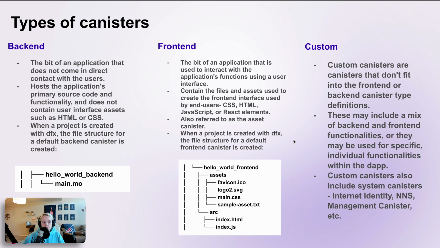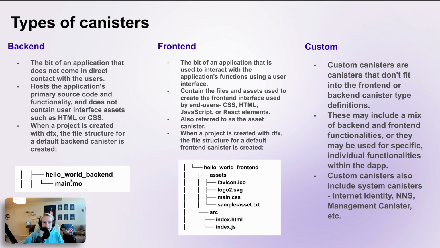So now we're going to move on to the different types of canisters. We briefly mentioned these in episode 2 with the internet computer terminology as well, but we're just going to dive a little bit deeper into the definitions of these types of canisters. So backend canisters are the part of the application that does not come in direct contact with the users. It hosts the application's primary source code and functionality, and it typically does not contain user interface assets such as HTML or CSS. When a project is created with DFX, the file structure for a default backend canister is created, and I've included a screenshot of what that looks like in the file system below.